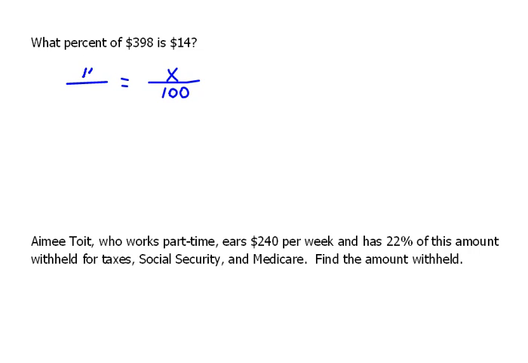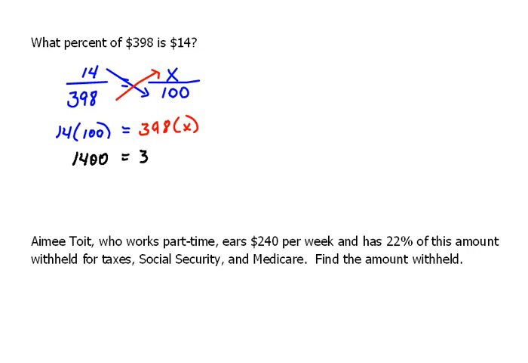This is telling us that 14 is the portion of 398. And now we can go ahead and start solving. So we'll have 14 times 100 should be equal to the cross product of 398 times x. And now 14 times 100 would be 1400. Will equal 398 times x, and the opposite of multiplying by 398 would be to divide by 398.